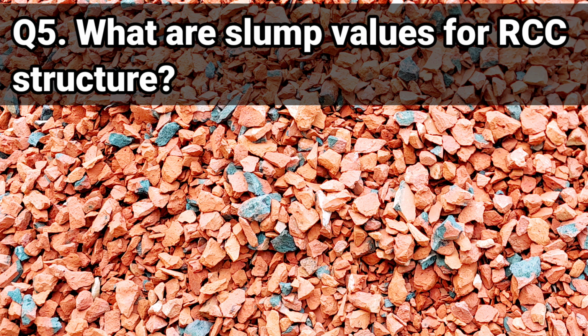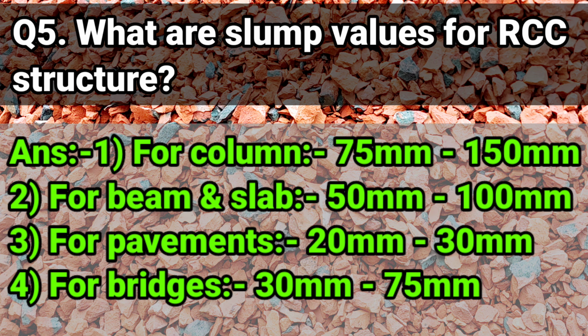What are slump values for RCC structure? Number 1, for column, the slump values vary from 75 mm to 150 mm. For beam and slab, slump values are 50 mm to 100 mm, and for pavements, the slump values are 20 mm to 30 mm. For bridge, the slump values are 30 mm to 75 mm.